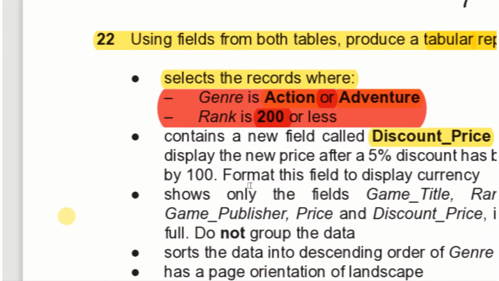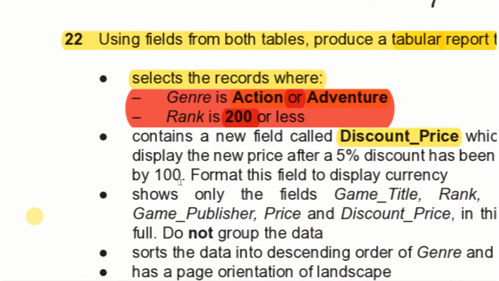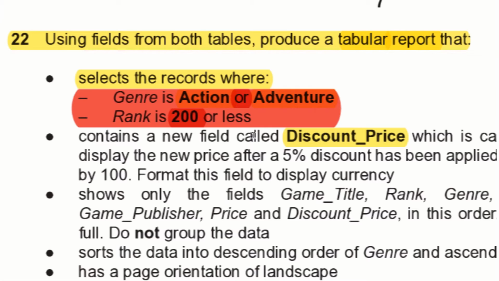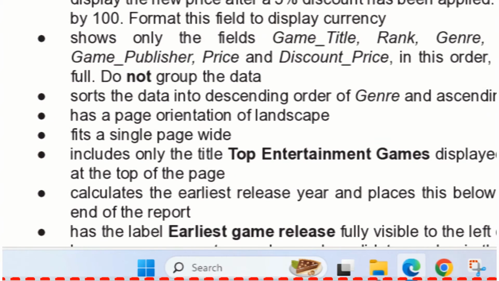Now whenever you are creating a new field in a query, and the field does not exist in any of the tables that make up the query, that kind of field is called a calculated field. That's what it is called. Once you create a calculated field called discount underscore price, any field that is created at runtime which was not available in any of the tables is called a calculated field. So the name of the field according to the instruction is discount price.